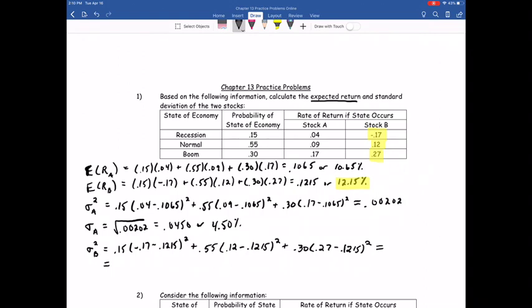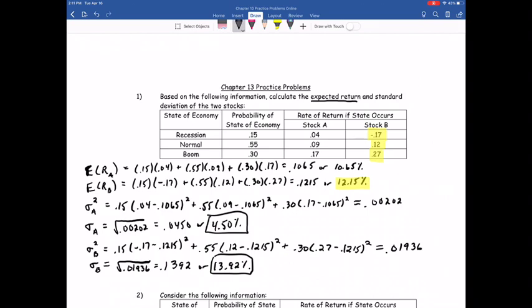So just to be consistent with how I have everything going horizontally, the variance here would end up being 0.01936. Again, no units attached to that. When I calculate the standard deviation of stock B, so the sigma of stock B, I'll take the square root of that variance, 0.01936, and I end up getting a standard deviation of 0.1392 or 13.92%.